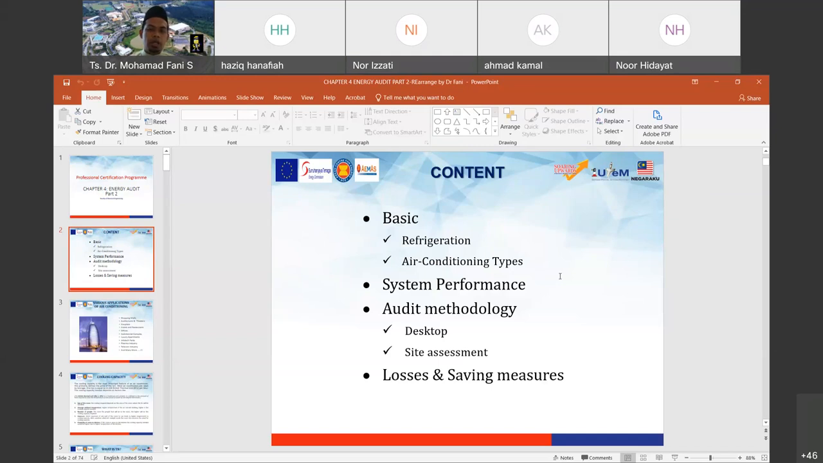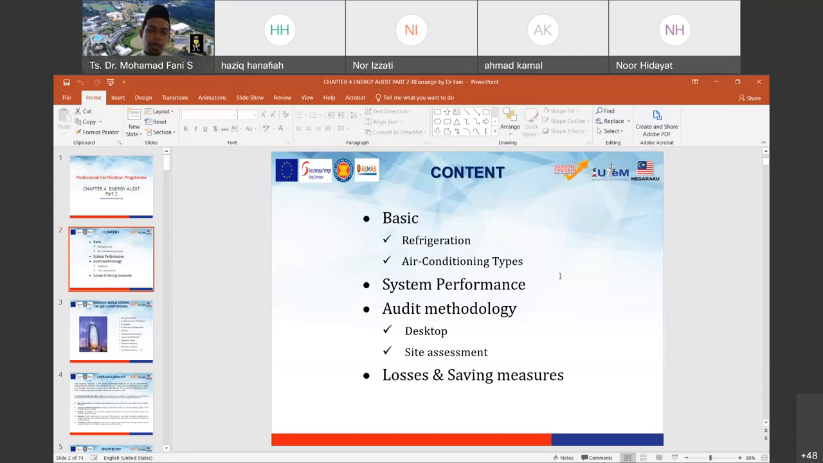Regarding the research, experience or findings, the latest finding that we have at UTeM, especially for the university, is that the air conditioning system covers about 50 to 65%. And I think these numbers also apply to other commercial buildings, for example shopping complexes, hospitals, educational institutes, and also hotels. These types of buildings influence the consumption of the air conditioning system.